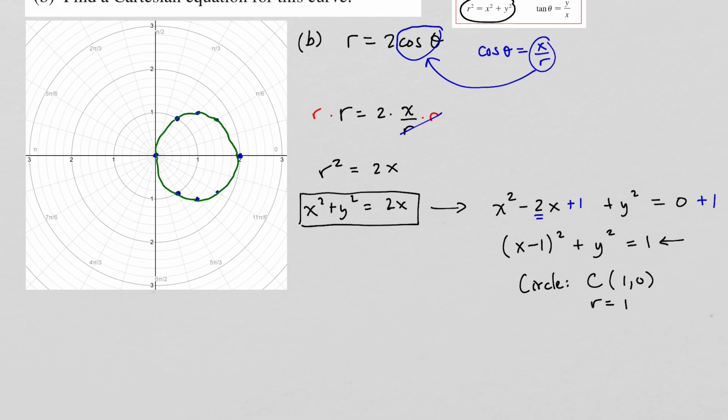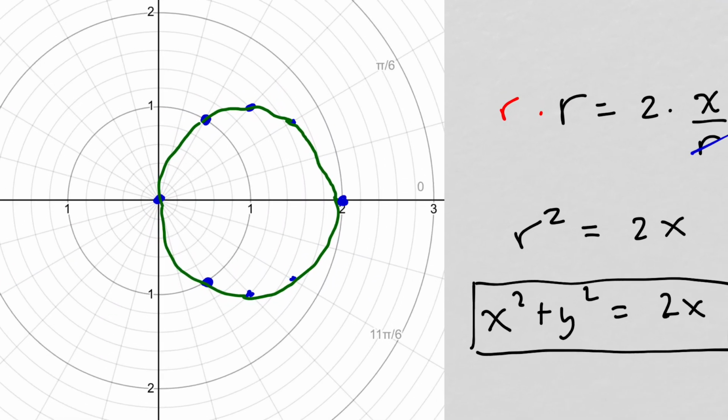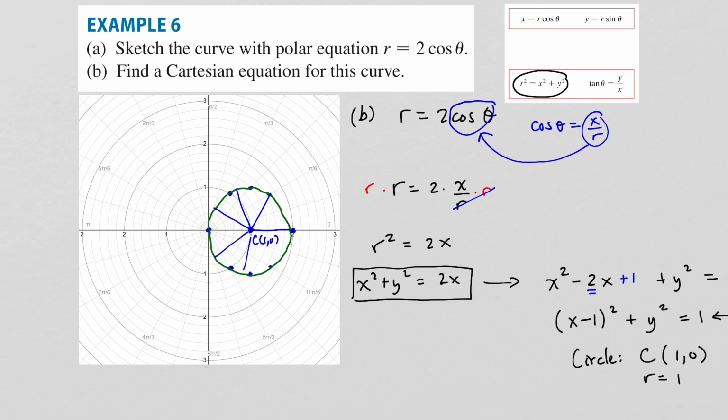So now if we go back to our graph, you can see this is indeed what we have. The center of the circle is at the point (1, 0), which is right there. And the radius is 1 unit. So in all directions from here, this is 1 unit. Okay? And so you can see that we do indeed have a circle.